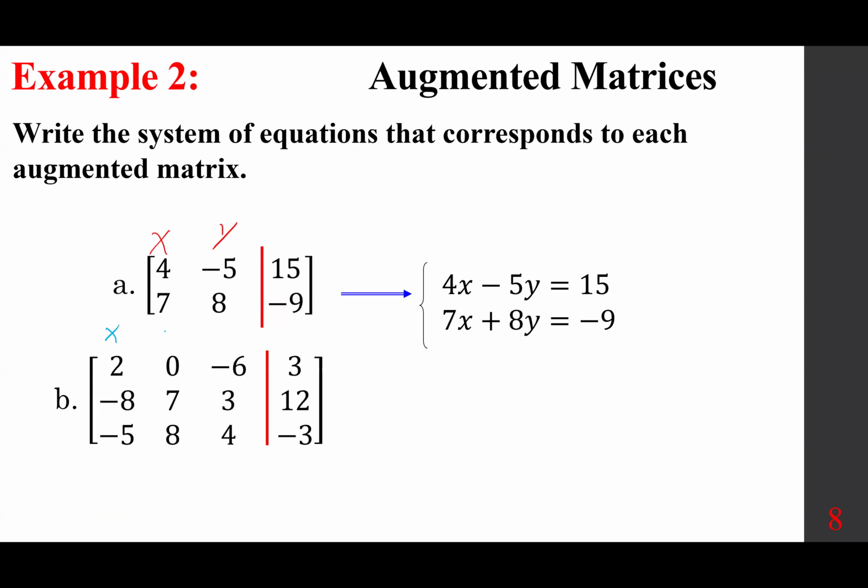Let me write x, y, z, because we have three columns to the left of this line, or equality line, if you will. I'm going to go with three variables. So this means 2x plus 0y, we don't have to write it, minus 6z equals 3. This one is minus 8x plus 7y plus 3z equals 12. The last one, minus 5x plus 8y plus 4z equals negative 3.